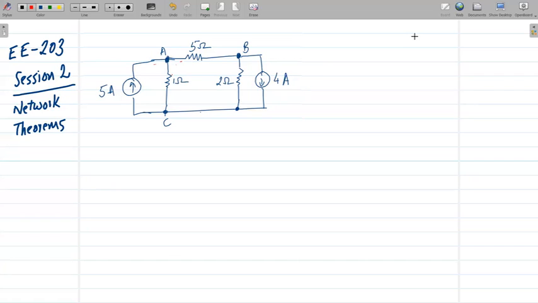Let us proceed with session 2, where we will continue solving the example that we discussed in the first session and in the process discuss the various network theorems. First, to start this question, let us start with the mesh analysis.